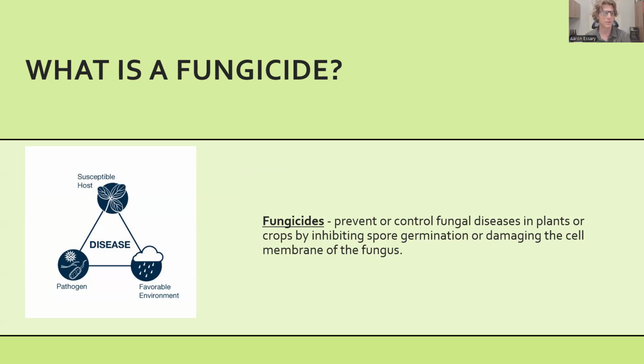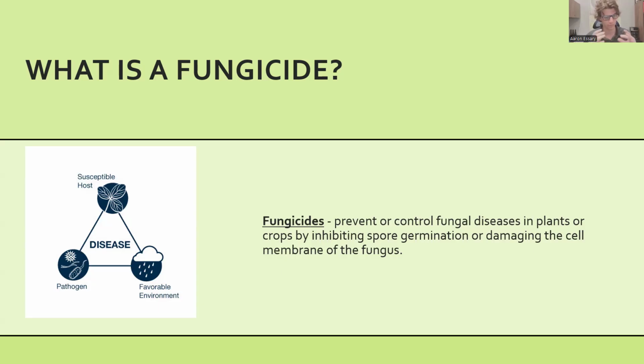On the left there, you'll notice this photo of a disease triangle. In order for a disease to occur, you need a susceptible host, which is the grapevine. You need a favorable environment, which usually consists of rainfall and coolish to warmish temperatures. And then you also need the pathogen itself. So you need the fungus spores or the mycelium or the overwintering sclerotia. You need all three. And when you have all three, you have a disease.